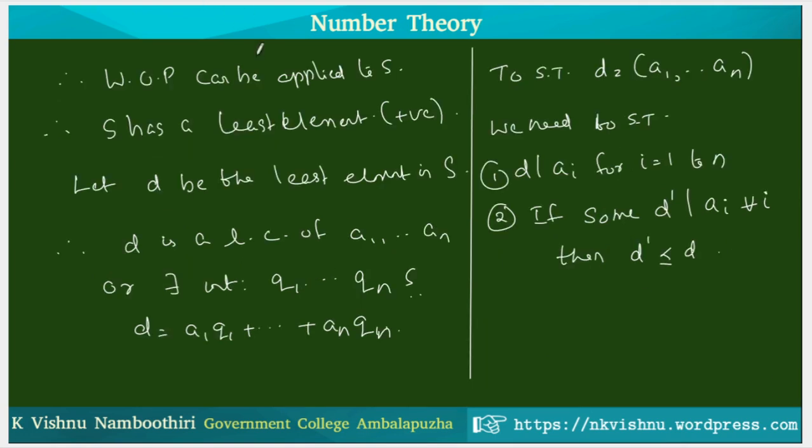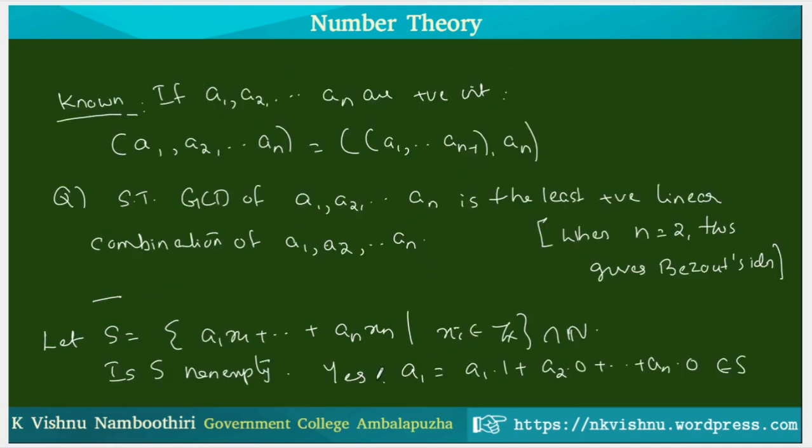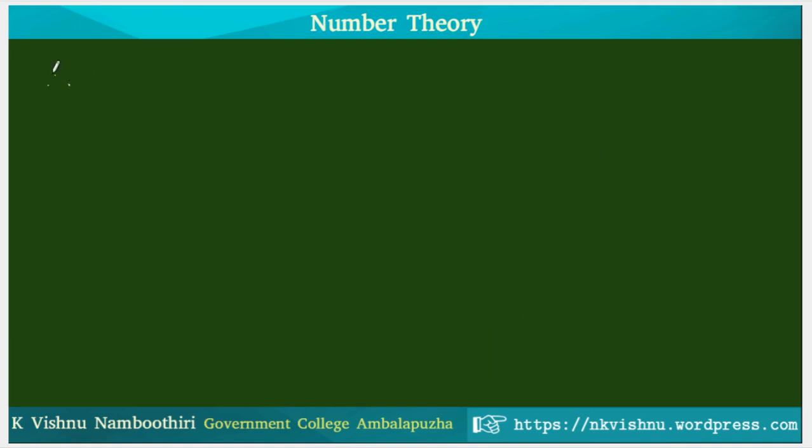But what is D? D is the least element in the set of all positive linear combinations of a1, a2, etc., an, and therefore the GCD of a1, a2, etc., an is the least positive linear combination of a1, etc., an. So this is verified. Therefore, the GCD of a1, etc., an is the least positive linear combination of the ai's.